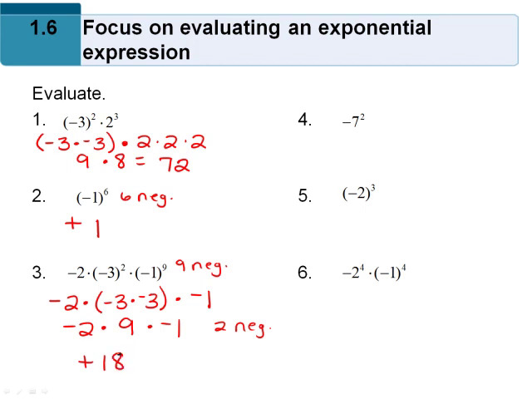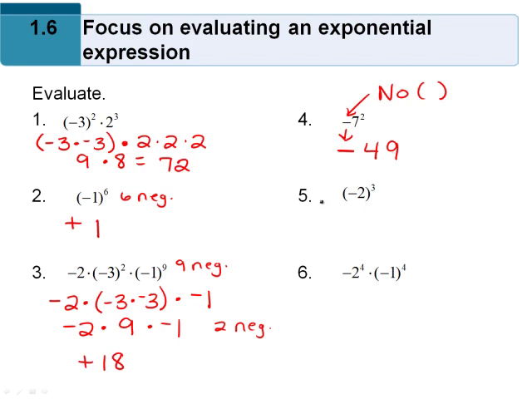All right, now number 4, this is the one you have to be careful of. See, what you want to see here is there's no parentheses. So what you want to do is just bring that sign into your answer every time. Just bring that negative sign down. And then 7 times 7, 7 squared would be 49, -49.